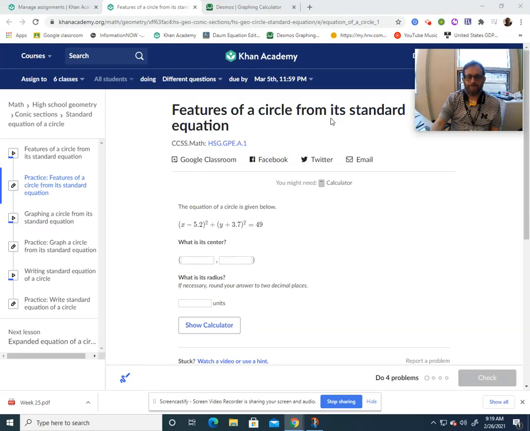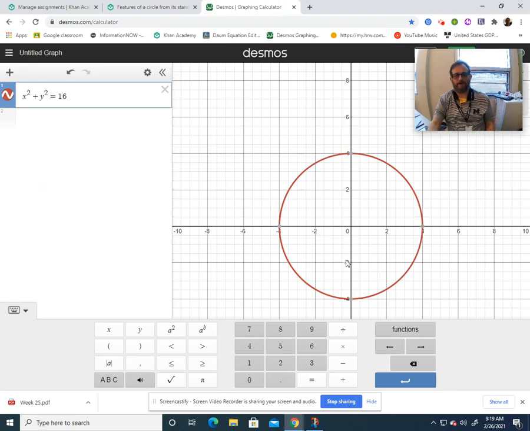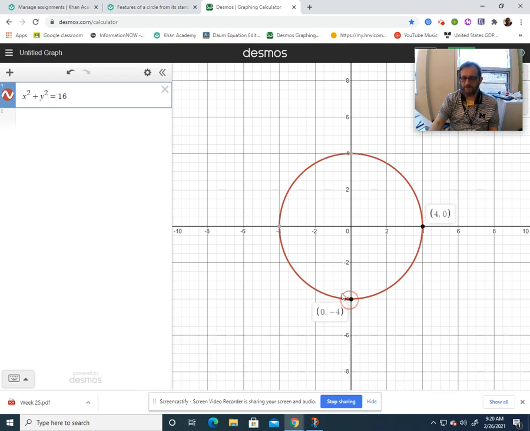Features of a circle from its standard equation. Before I start on this homework, I'm going to go over here to Desmos, and I'm going to talk about equations of circles. As you can see, I wrote this equation over here, and look, it graphs into a perfect circle. X squared plus y squared equals 16.